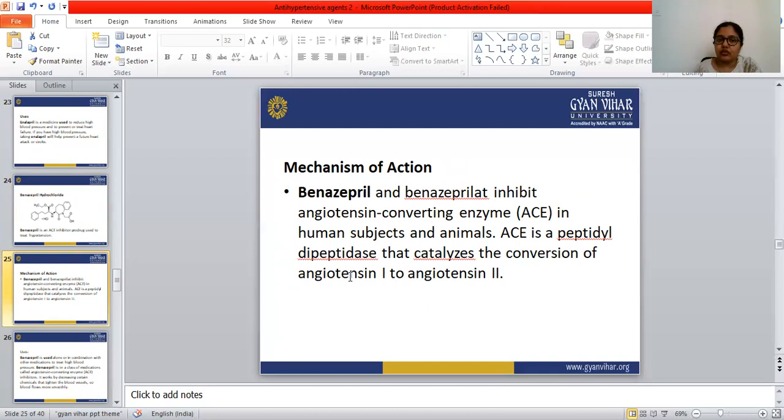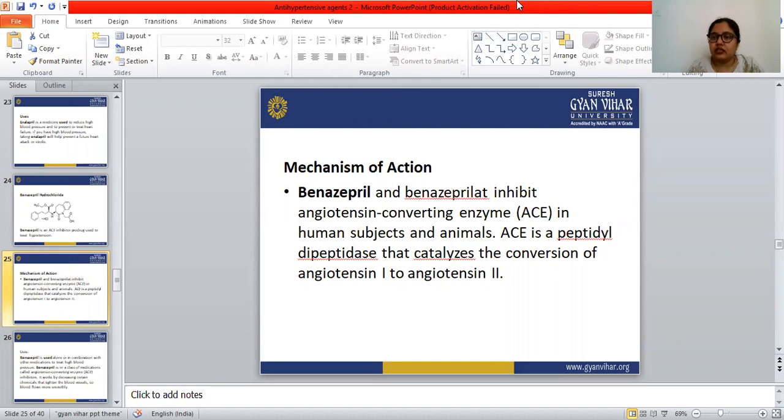Mechanism of action: benazepril and benazeprilat inhibit the angiotensin converting enzyme, decreasing ACE. Benazepril is a prodrug, and benazeprilat inhibits ACE in human subjects and animals. ACE is a peptidyl dipeptidase that catalyzes the conversion of angiotensin 1 to angiotensin 2. The mechanism of action of every drug in this class remains the same.